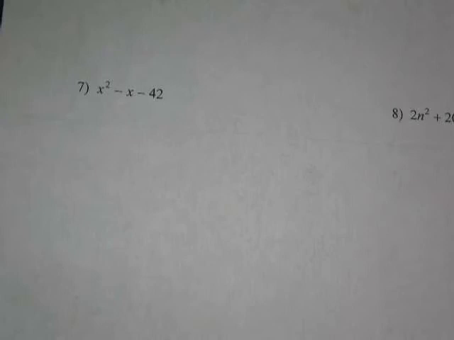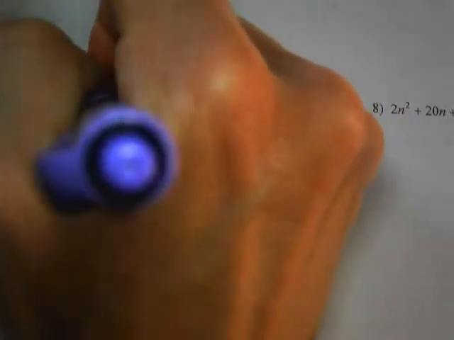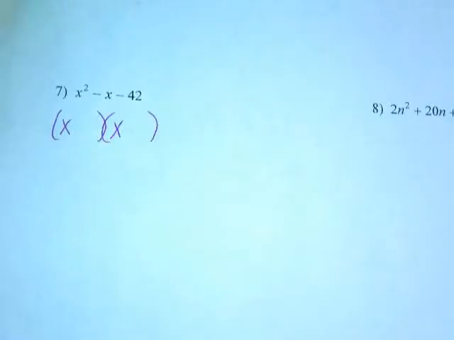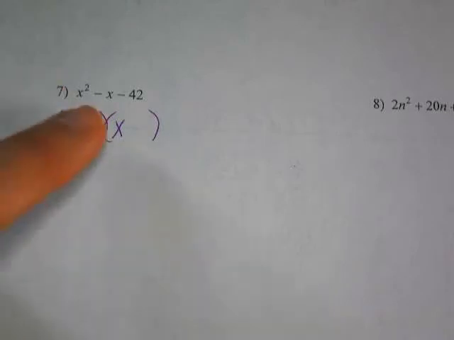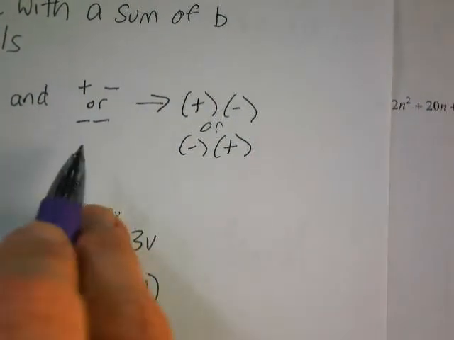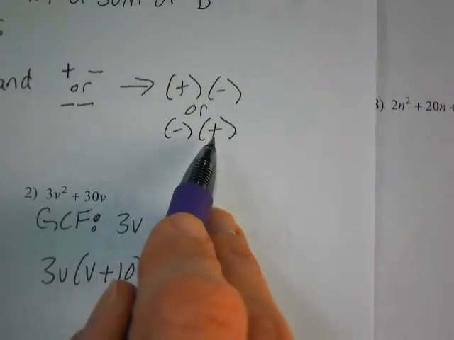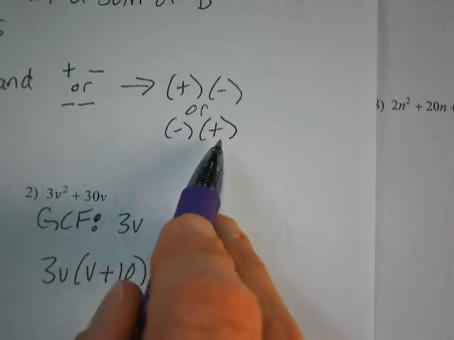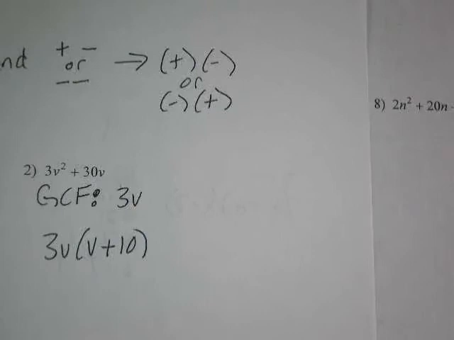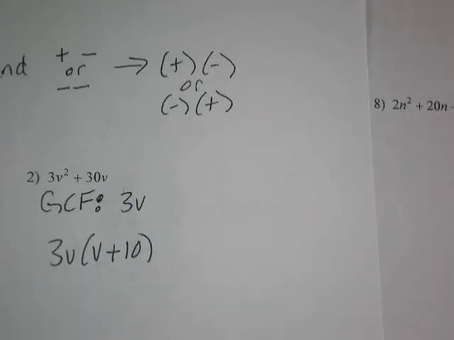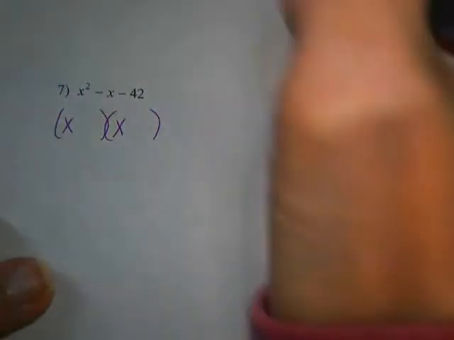Number 7, x squared minus x minus 42. No GCF. So if you are kind of peeking at your sign rules, we've got a negative and a negative, which means one of our factors is going to be positive and one is going to be negative. These are sort of the harder ones because you have to make the correct sign go to the correct factor.